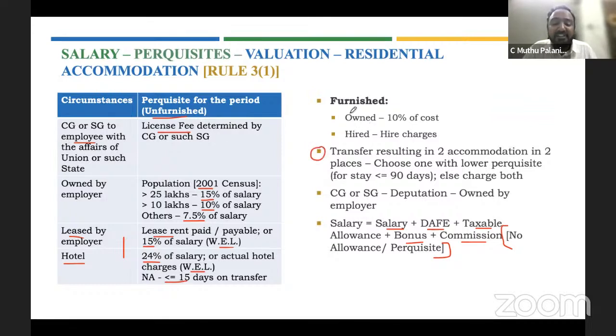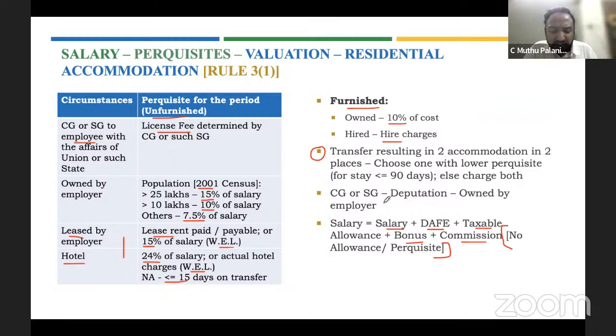And what if it is furnished? Whatever we saw till now is unfurnished. What if it is furnished? If the asset is owned by the employer, 10% of the cost of the asset should be considered as the value of perquisite. In case it is hired, of course, the hire charges, no doubt about it. If it is rented, take the rental charges. If it is owned, take the 10% of cost. It's like 10% depreciation.